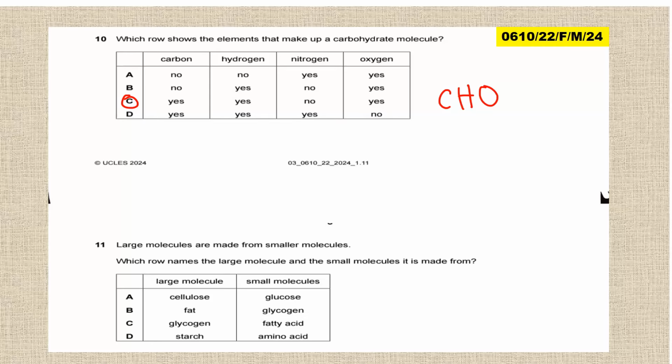Question 11, large molecules are made from smaller ones. Which row names the large molecule and the small molecule it is made from? You remember that I said such questions you find them. So for me to explain, which means I have seen quite a number of questions. So large molecule cellulose made from smaller molecule glucose, yes. Large molecule fat made from glycogen, no. Glycogen, fatty acid, no. Starch, amino acid, no. So the answer is A.